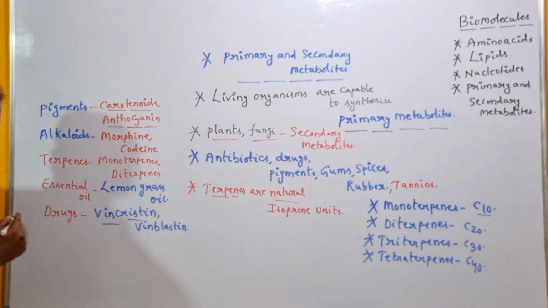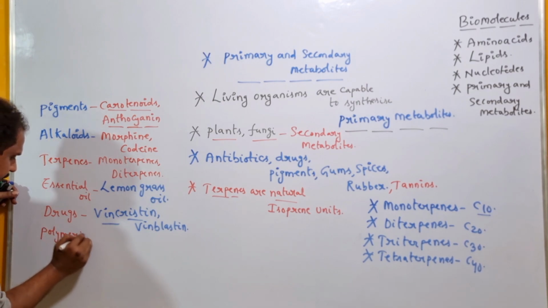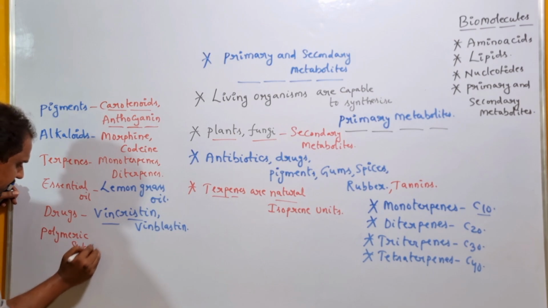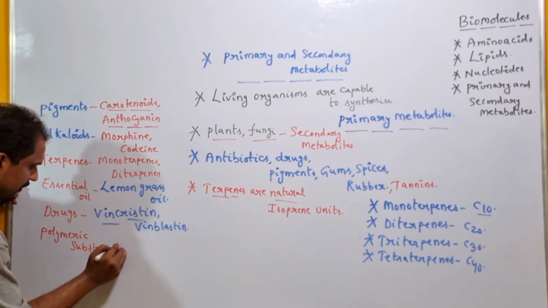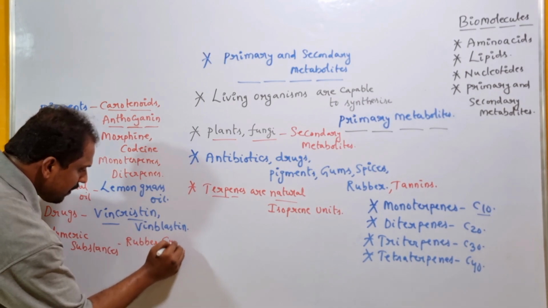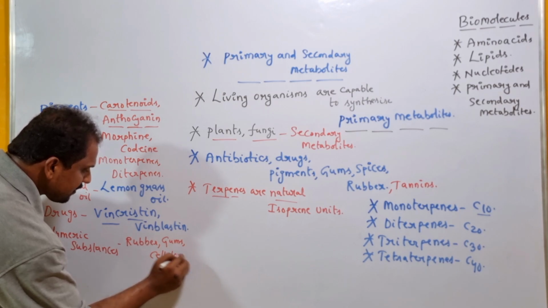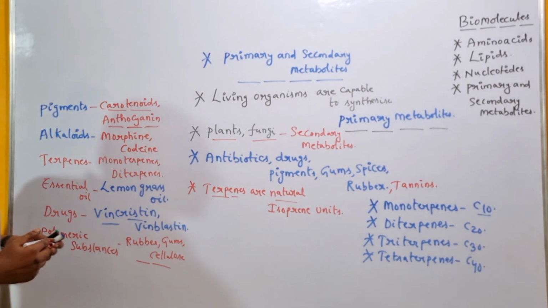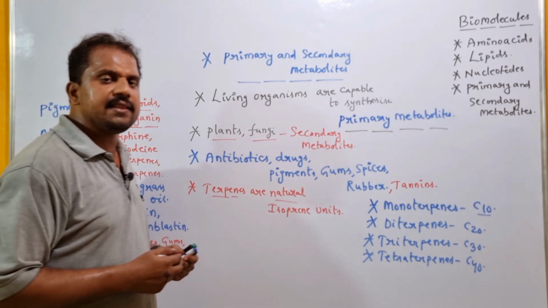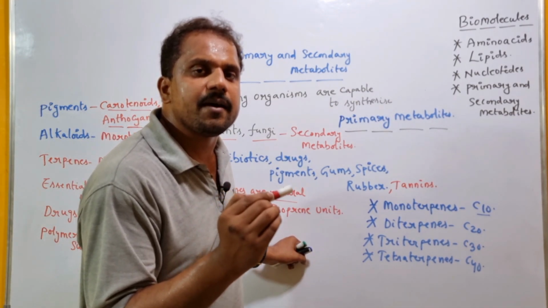And if we consider the polymeric substances, the various polymeric substances include rubber, gums, and as well as cellulose. All these compounds have commercial importance. Is it clear? So this is regarding lipids, nucleotides, primary and secondary metabolites in detail.